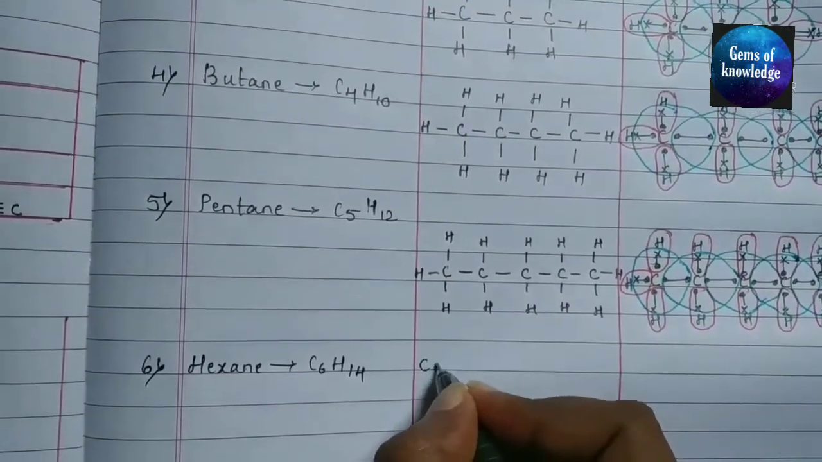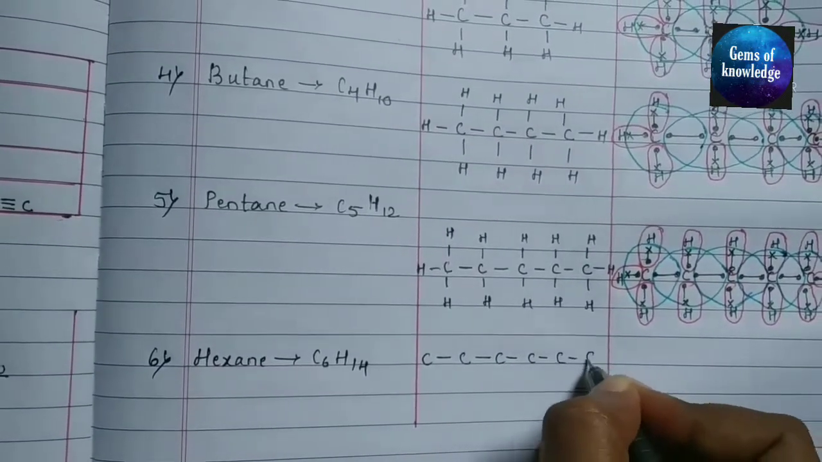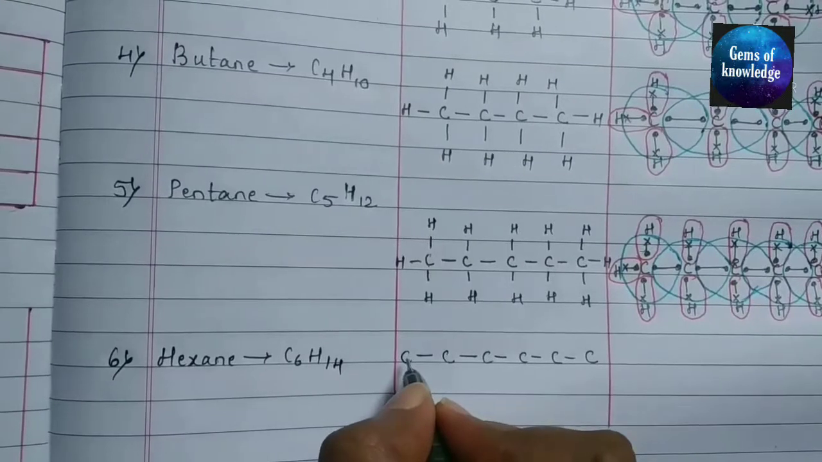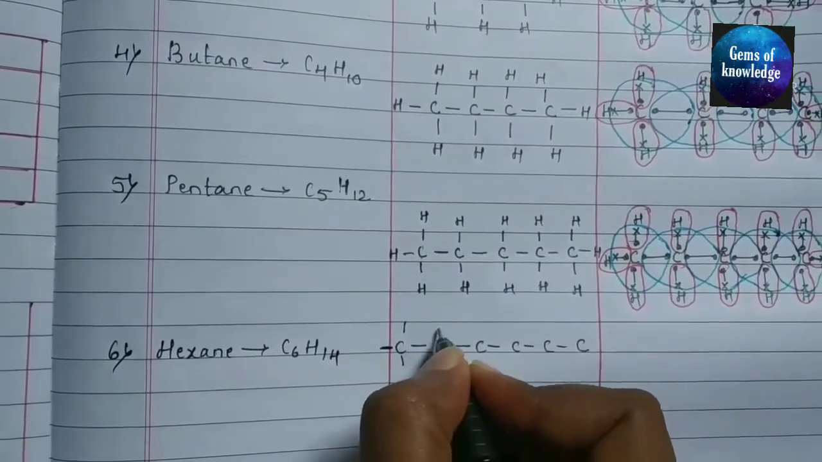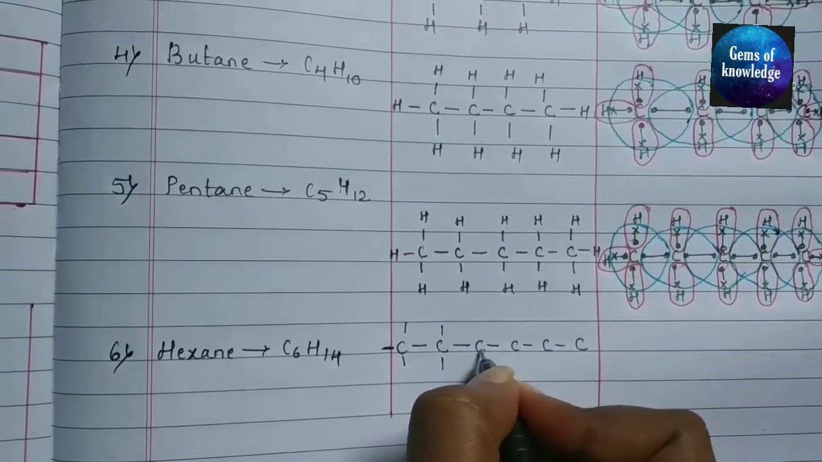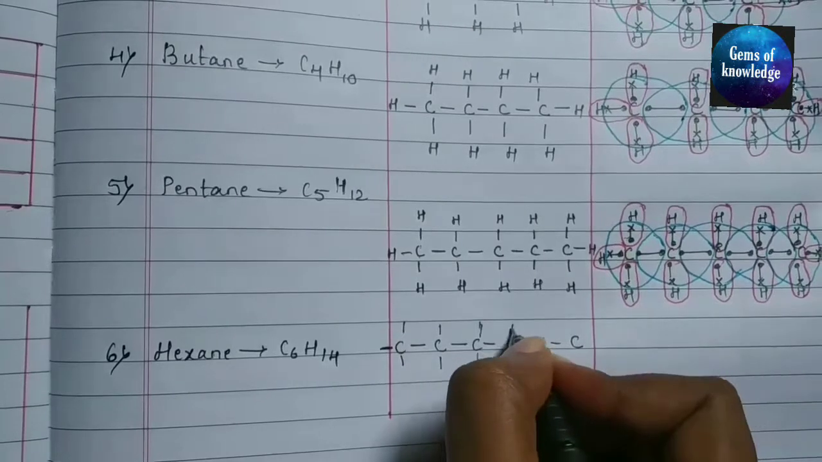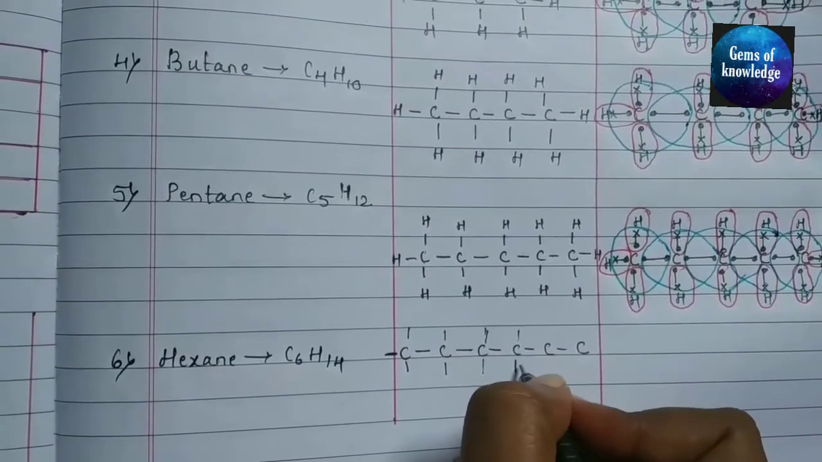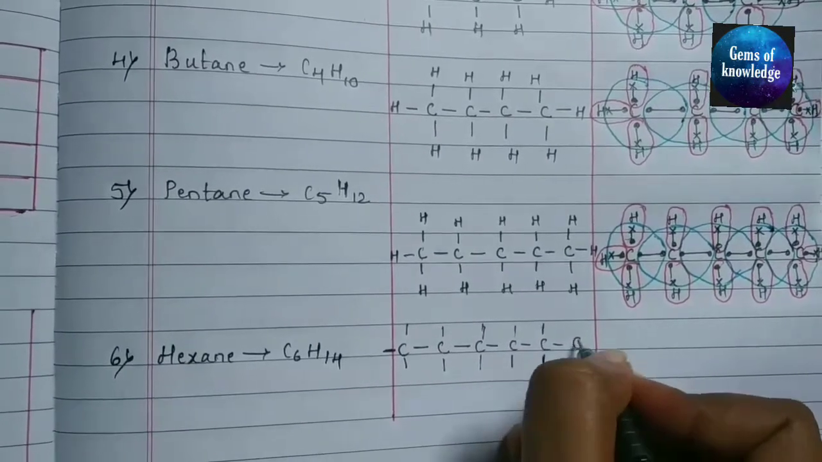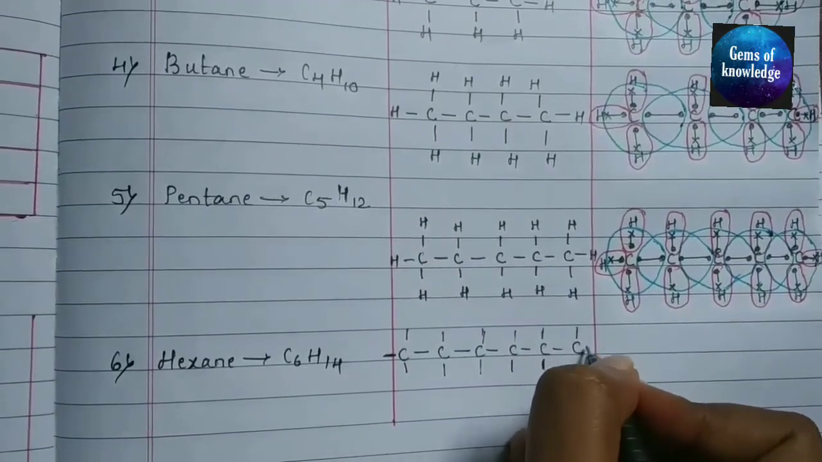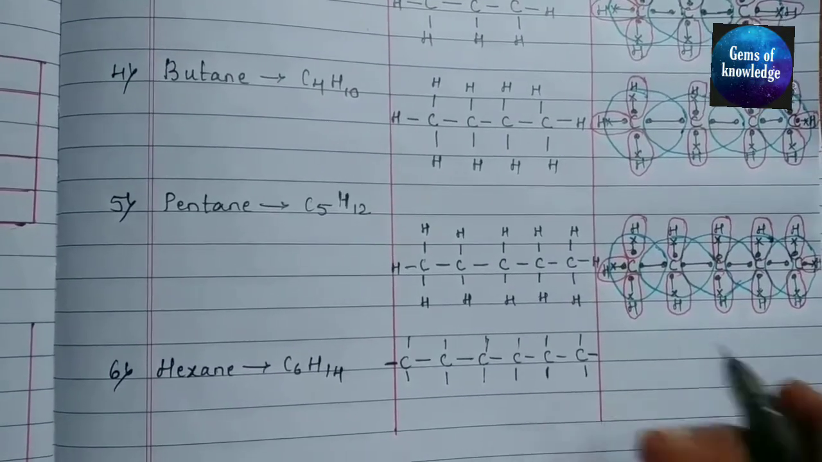So let us see. Here C is 6 times: 1, 2, 3, 4, 5 and 6 times. So this is having only one bond, means it needs how many bonds? 4 bonds. Here it needs 2 bonds. This needs 2 bonds. This carbon also needs 2 bonds. We should make it 4 bonds. Here it needs 2 more bonds, and here it was 1 bond, so we need 3 bonds.